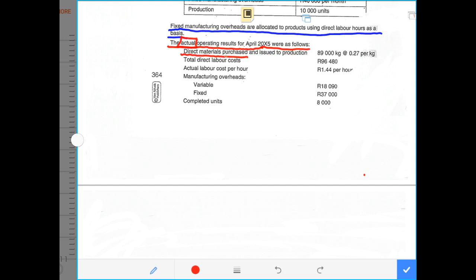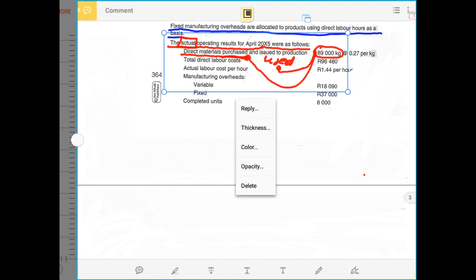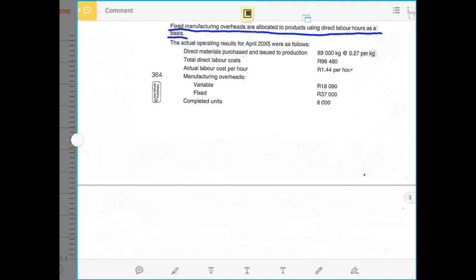So this is material purchased. Again it is material used, because if we issue material to production, that means we bought it, and if we issue it to production, it means we are using that material, as I have highlighted. Meaning the 89,000 kgs of material is the material purchased, and at the same time it is the material used, because it was issued to production. So the material purchased and the material used are the same amount in this scenario. Remember, it will not always be the case in the exam.